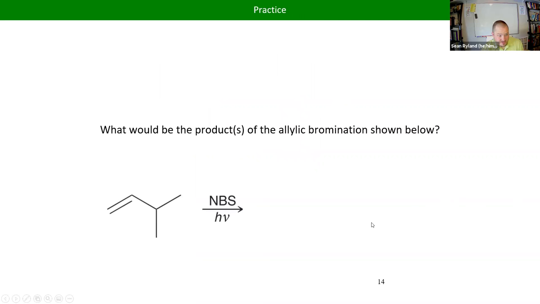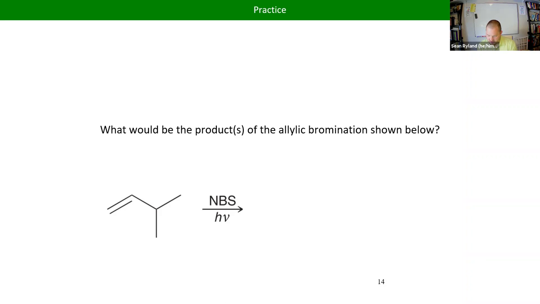And so it's just like that first reaction that I showed. We're going to brominate in the allylic position. If you have NBS in light, you don't brominate the pi bond, you leave the pi bond where it is, and then we're going to wind up putting our bromine on the allylic position, though we do still have to worry about resonance.